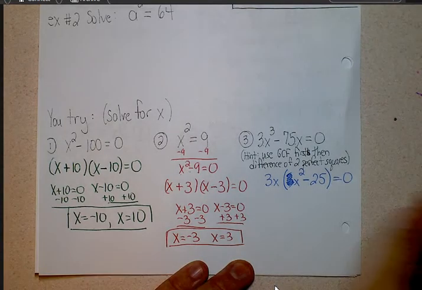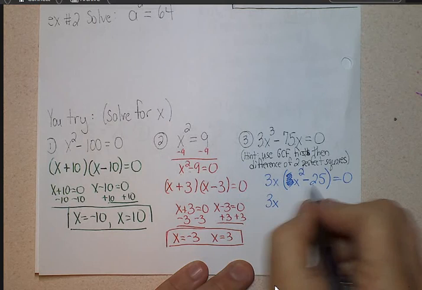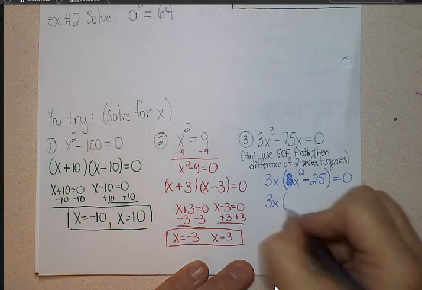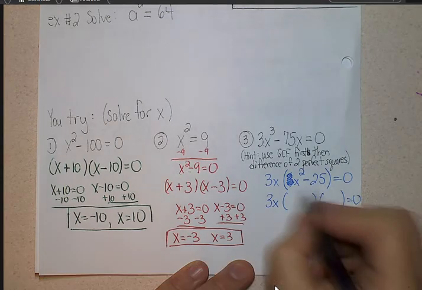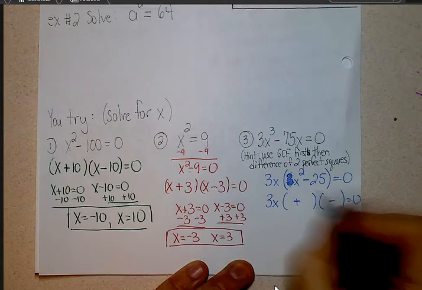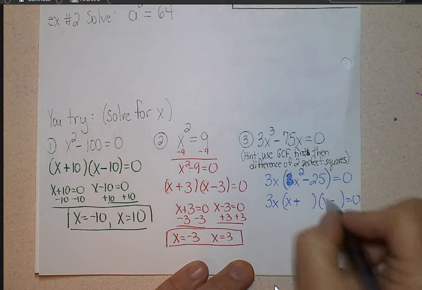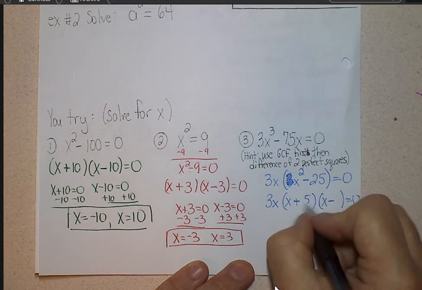So then we have 3x. This is now the difference of two perfect squares. So by definition, we're going to break that up into two parentheses. Signs are going to be different. The x squared is the positive term, so we have x and x. The 25 is the negative term. Its square root is 5 and 5.